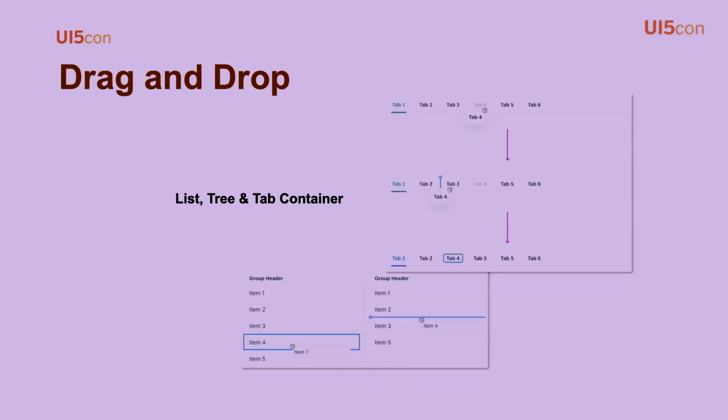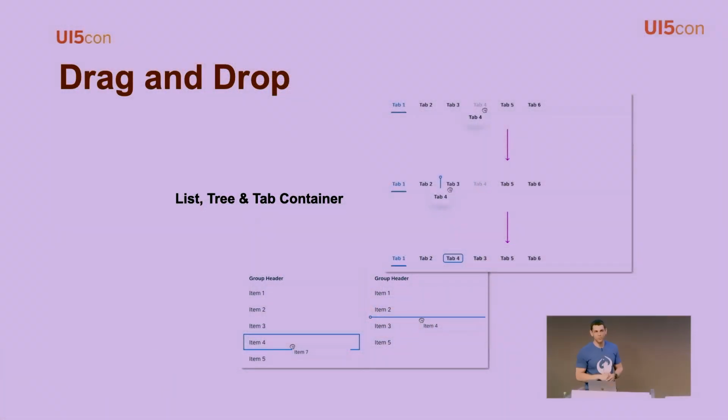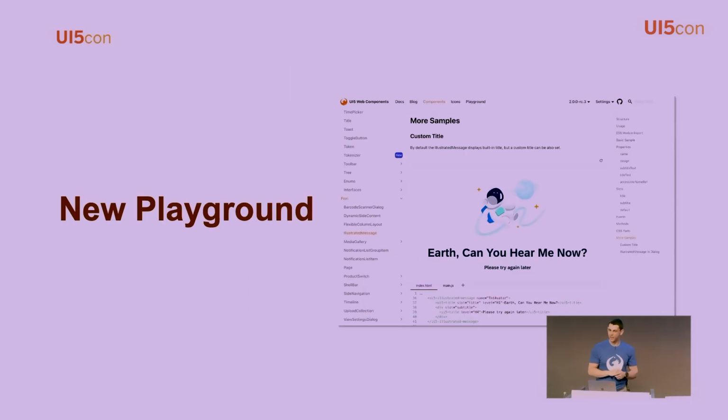Just want to present one more great feature. It's the drag and drop, which allows moving and arranging elements on the screen at runtime. And this drag and drop feature is now available in the list, tree, and tab container components. And with that, we aim to cover even more complex workflows, runtime adaptations, and whatever you can imagine with drag and drop. Right. And we have a brand new playground, new home for our documentation and samples.